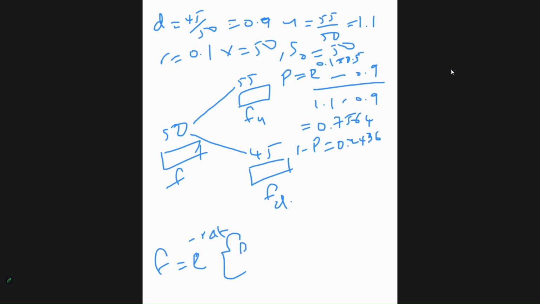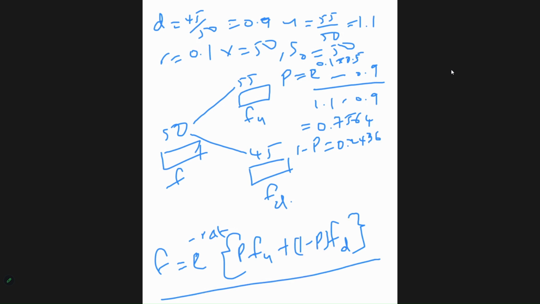So F, let me just write this, probability of the price going up times the value when the price has gone up, plus probability the price will go down times the value when the price has gone down. Yeah, just the present value. You will see when we are now implementing this model, which is now the binomial option pricing model, that we are just getting present value of the expected value.